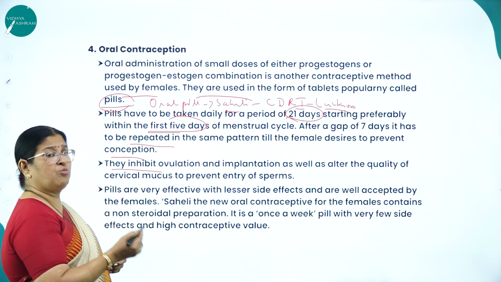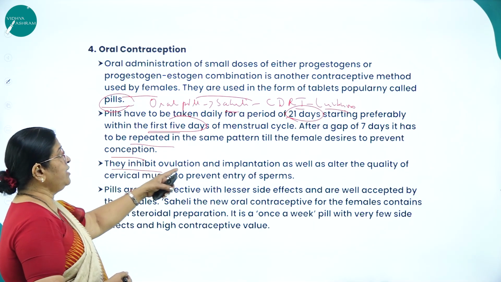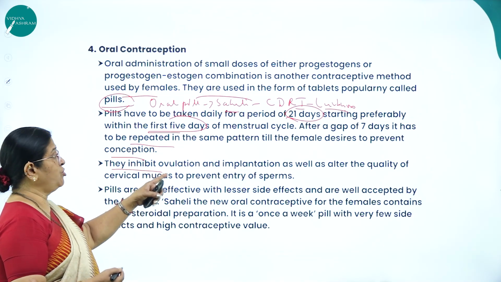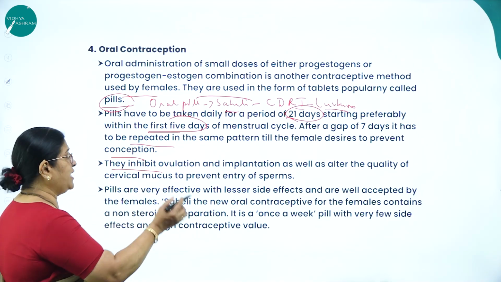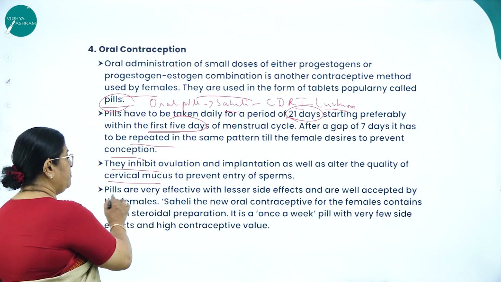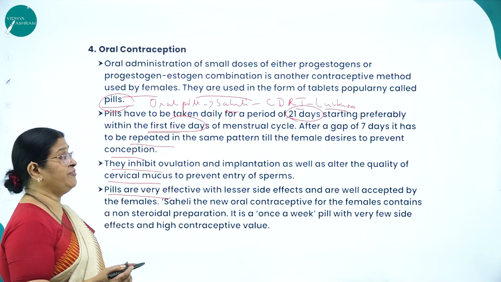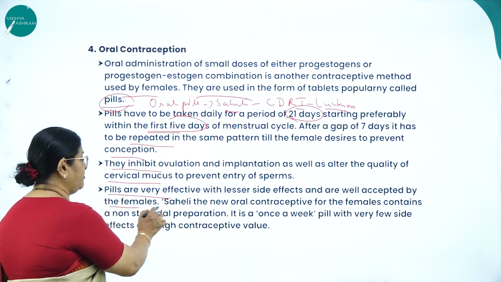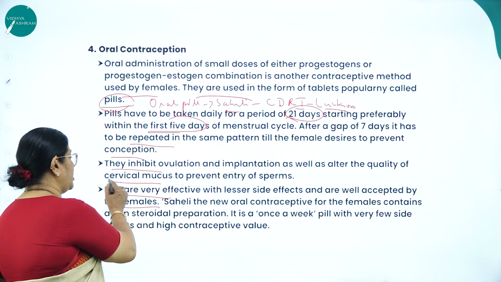What is this oral pill doing? It inhibits ovulation, that is the release of ova, and implantation as well, and alters the quality of the cervical mucus to prevent the entry of sperms. Pills are very effective with lesser side effects and are well accepted by the females. So most of the females take these oral pills.